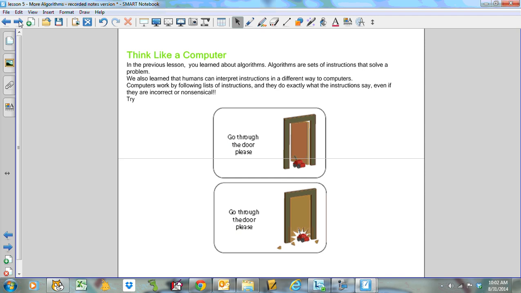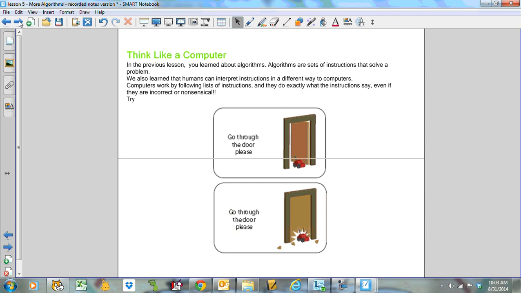Okay, so again, I talked a little bit about this in the previous lesson. Reminder, algorithms are a set of instructions that solve a problem. And we also learned that humans can interpret instructions in a different way to computers. Computers work by following lists of instructions, and they do exactly what the instructions say, even if they are incorrect or nonsensical.